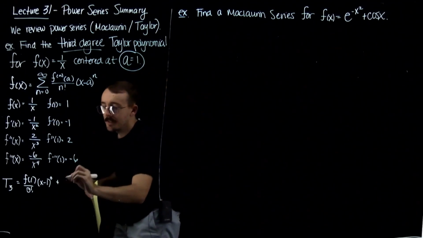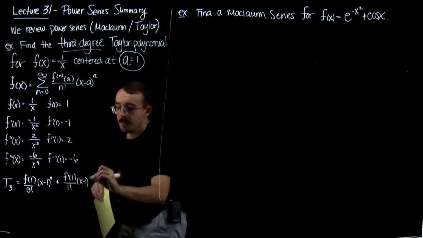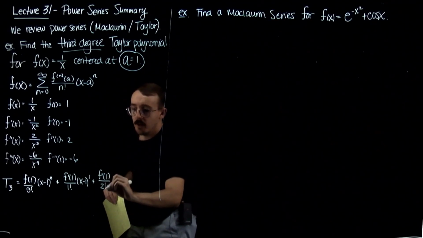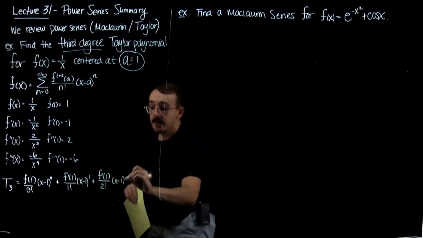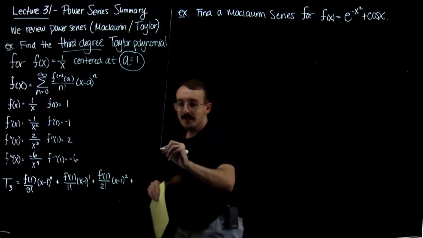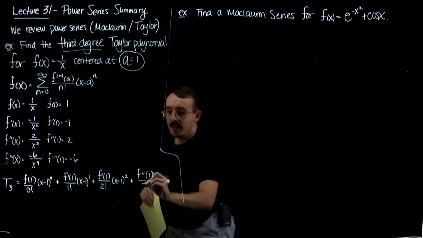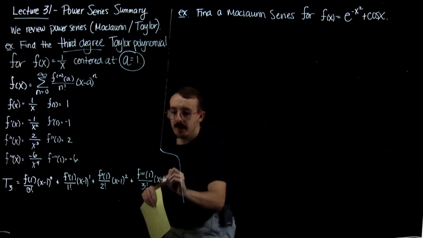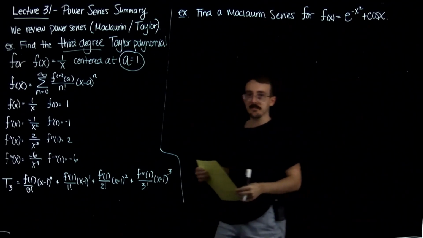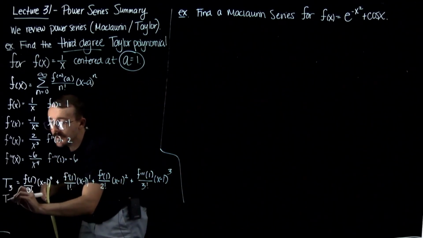So this would be plus f prime of 1 over 1 factorial, x minus 1 to the first power, plus f double prime of 1 divided by 2 factorial, x minus 1 squared. And then finally, if I can fit this right here, maybe I'll just do this to give myself some more room. F triple prime of 1 divided by 3 factorial, x minus 1 cubed. And that completes the third degree polynomial. Now I just plug in all my information that I've assembled.